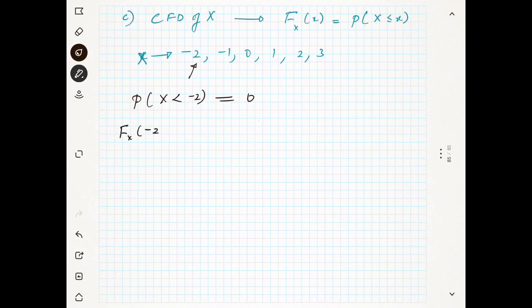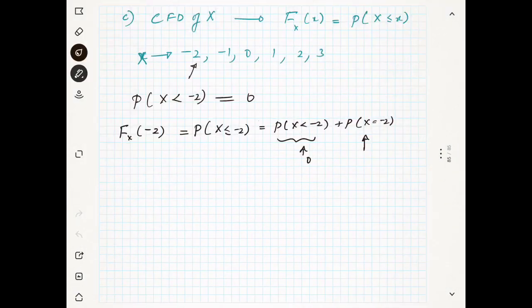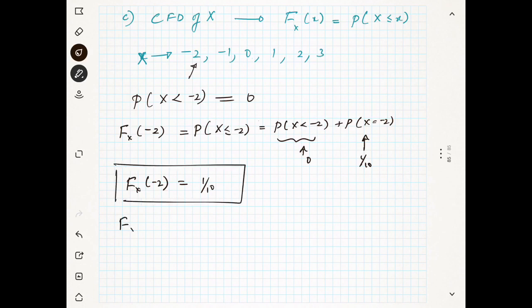Fx of -2, that means the cumulative distribution at -2, is nothing but the probability that X is less than or equal to -2. There is nothing less than -2, so it is the probability that X is less than -2, plus the probability that X equals -2. But the first is 0, and the second, I told you, is 1 over 10. So Fx of -2 is nothing but 1 over 10. That's it.